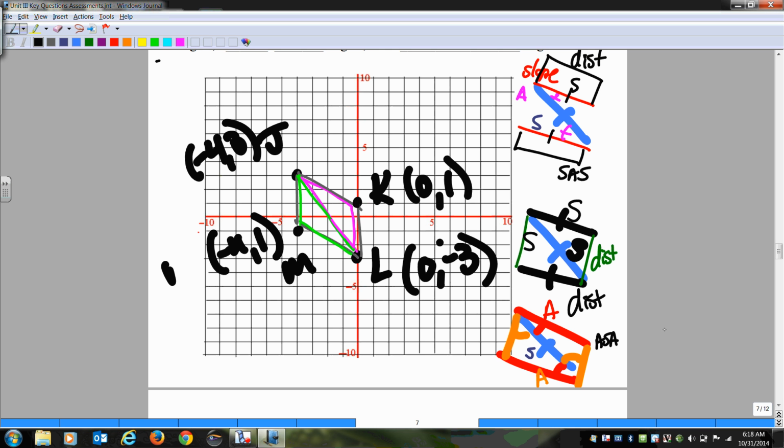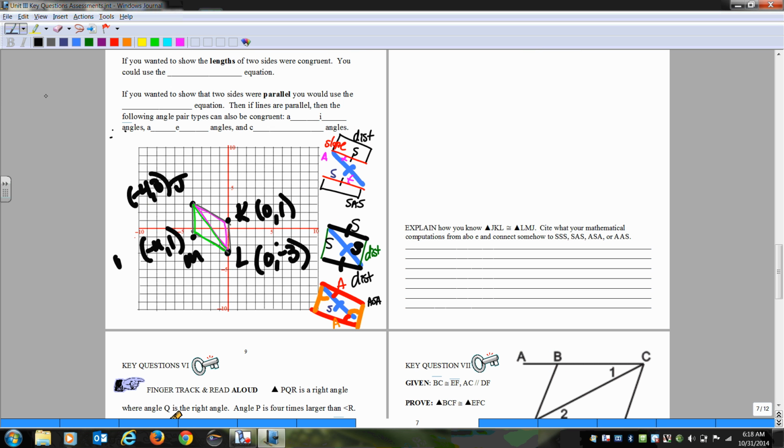So there's several ways to do this. Choose whatever method you prefer. Show all your computations. And then do your summary.